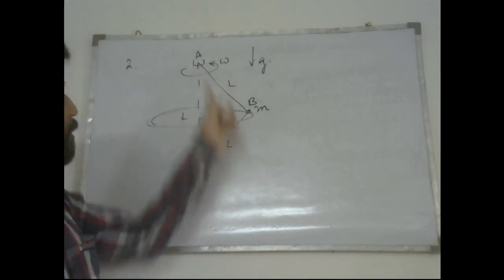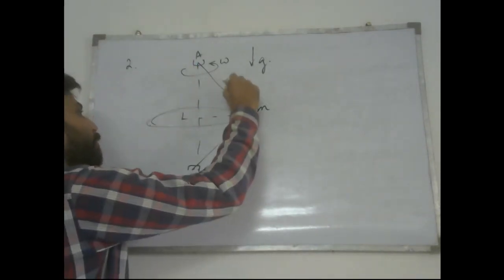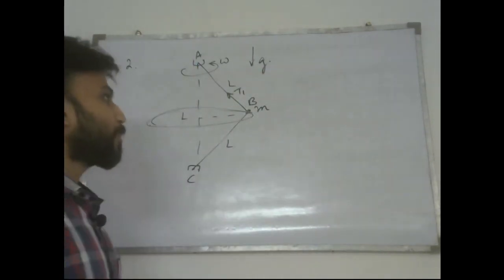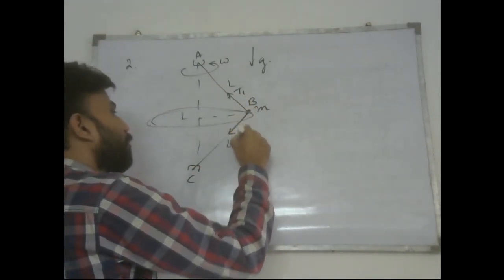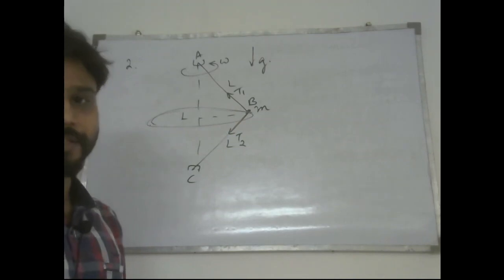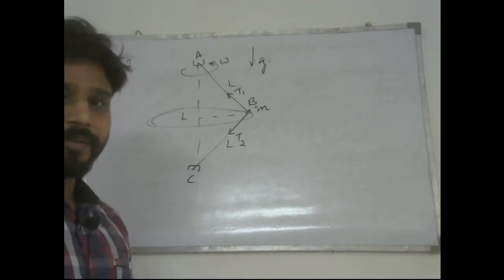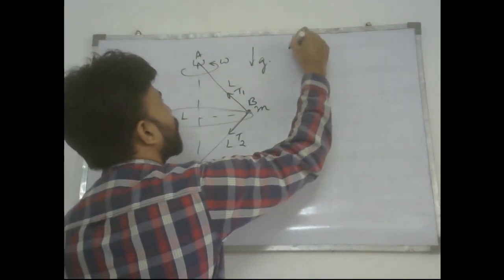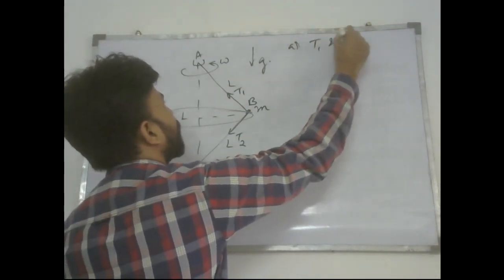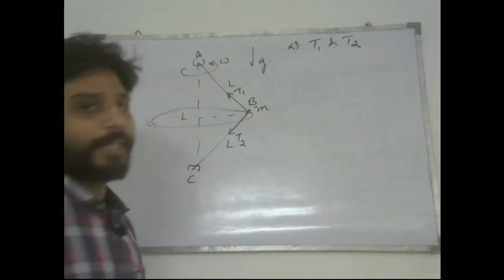Let's say the tension in string number 1 is T1. It would be acting on this mass m like this, and the tension in string number 2 would be something like this, T2. So the first part of the question, part A, is to find T1 and T2.